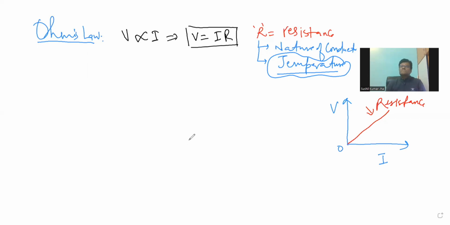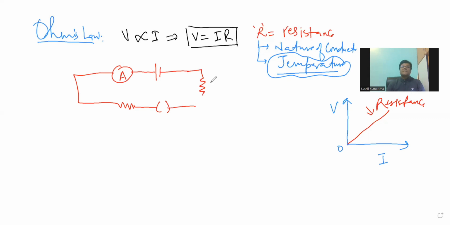Now he did an experimental arrangement, and it goes like this. उन्होंने एक एक्सपेरिमेंटल सेटअप से इसको प्रूव करने की कोशिश करी, और उसमें उन्होंने कुछ अरेंजमेंट ऐसे बनाई. जिस अरेंजमेंट में क्या क्या है देखते हैं.